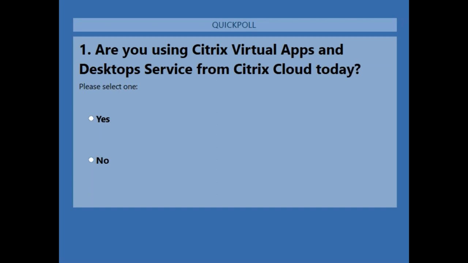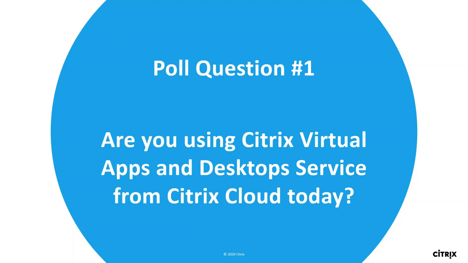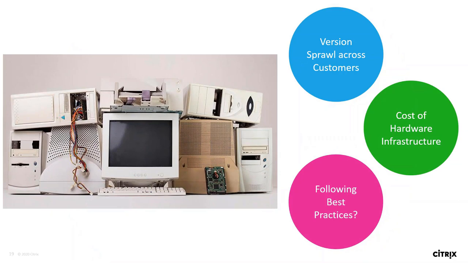All right, let's see what we have here. So it looks like the majority of our attendees, Chris, are not using Citrix Virtual Apps and Desktop Service today. Yep, so that's a good mix, but it looks like about 30% are, right? So some opportunity for the other 62%. All right, so is the audience view showing my screen again? Yes. Perfect. Thanks. So we'll jump right back into it.